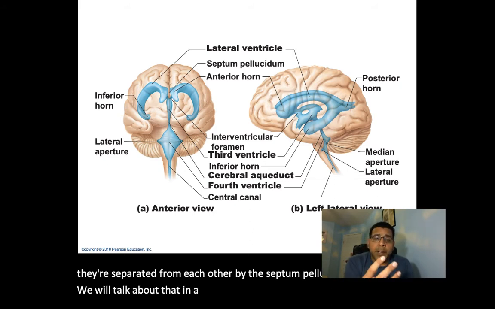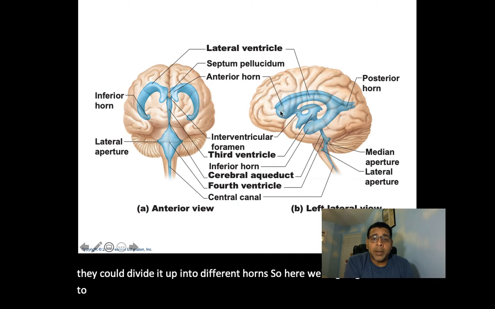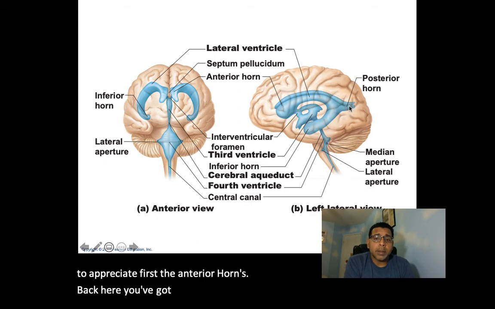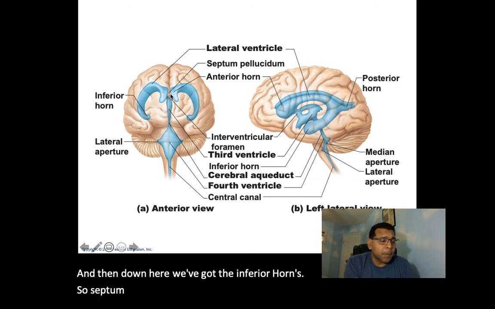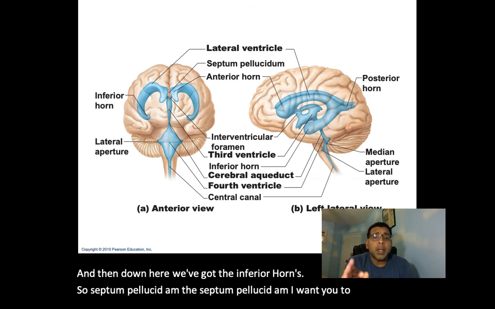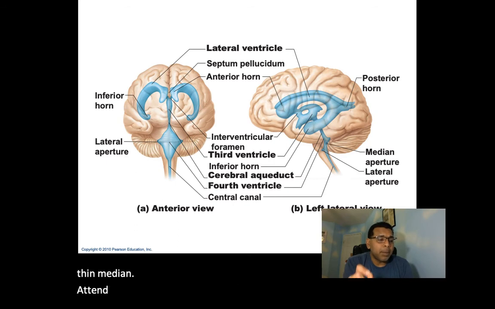Now, these ventricles are so big, they get divided up into different horns. So here we're going to be able to appreciate first the anterior horns. Back here you've got the posterior horns. And then down here we've got the inferior horns. So the septum pellucidum, I want you to know, is a thin median membrane, a transparent wall you could think of.